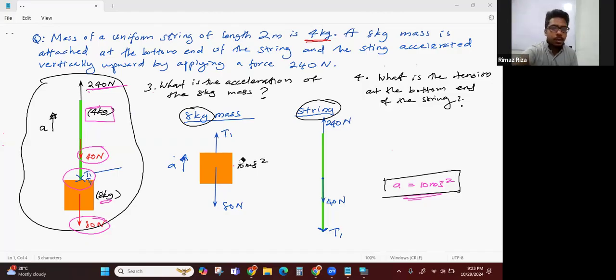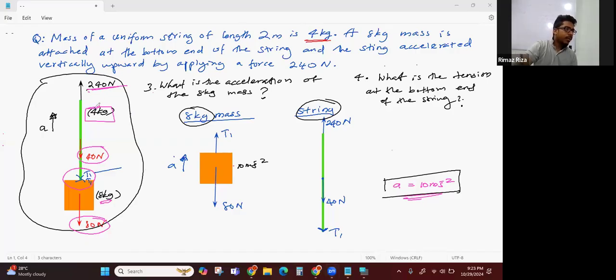Okay, I think I got an answer. 50 Newton. Okay, we'll check. Okay. What about, okay, and 40 Newton, 80 Newton, 80 Newton. Okay. So here, now we want to find the tension of the string.